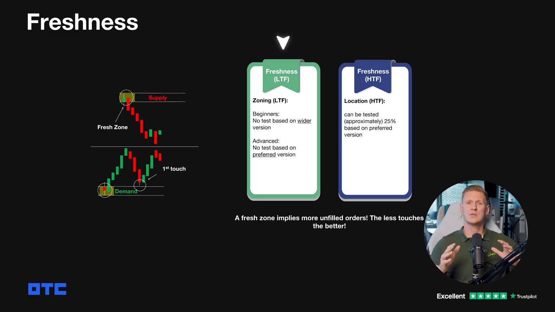For lower time frames, LTF, however, the rules are much stricter. The wider version of the zone must not be touched at all. This conservative approach ensures the highest probability of success and is a rule you should stick to when starting out. As you gain experience, you might consider adjusting this rule to allow no tests on the preferred version of the zone. But this adjustment should only happen if your trade log clearly shows that it works with your strategy, particularly for weekly or monthly income trading.